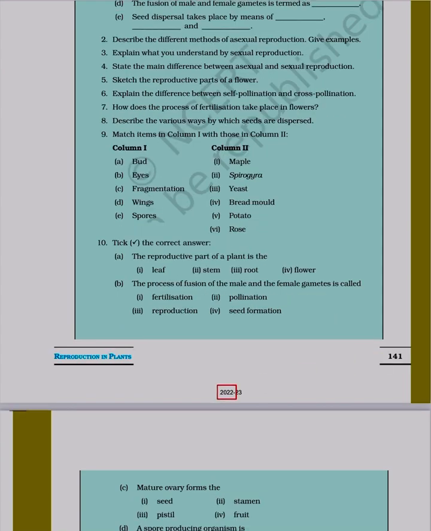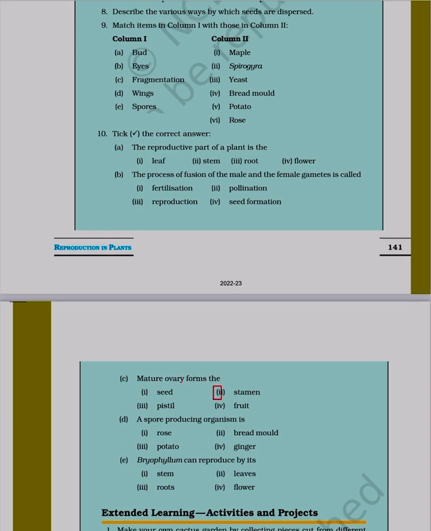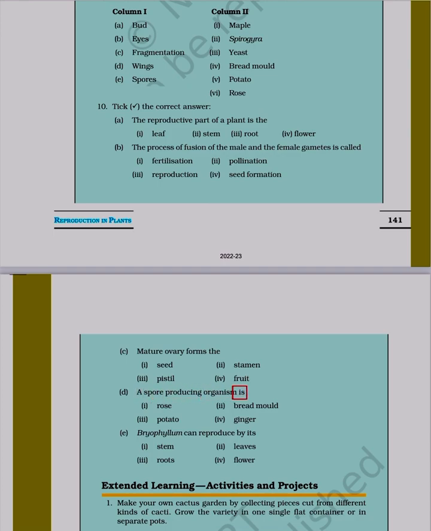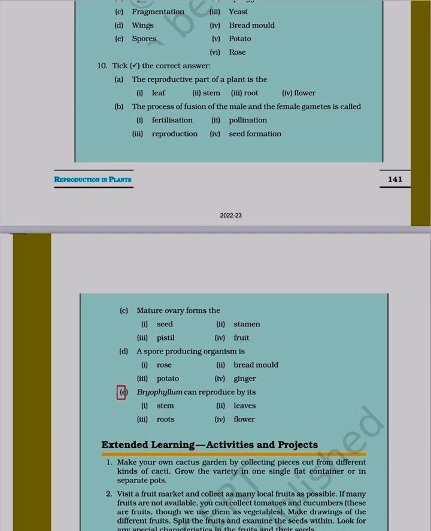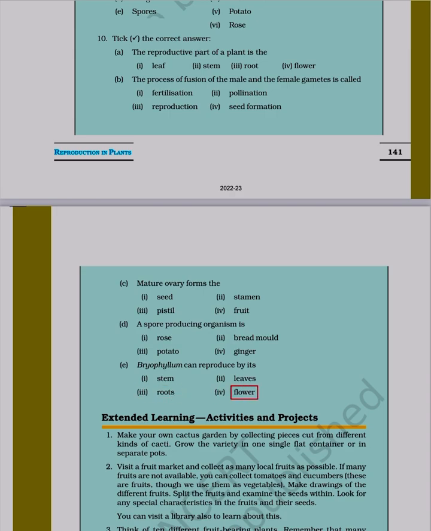C. Mature ovary forms the 1. seed 2. stamen 3. pistil 4. fruit. D. A spore producing organism is 1. rose 2. bread mold 3. potato 4. ginger. E. Bryophyllum can reproduce by its 1. stem 2. leaves 3. roots 4. flower.